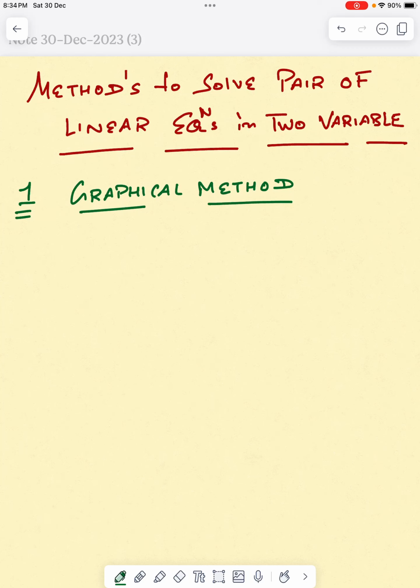Welcome guys. In today's video session, we will learn the various methods to solve a pair of linear equations in two variables. This is part of your class 10th mathematics, chapter number 3.